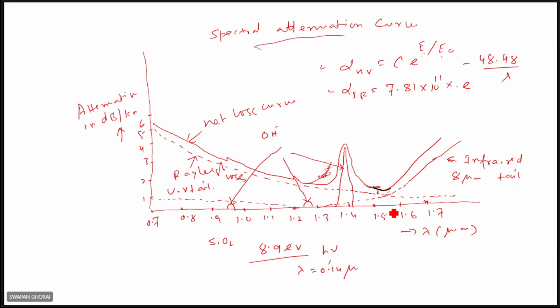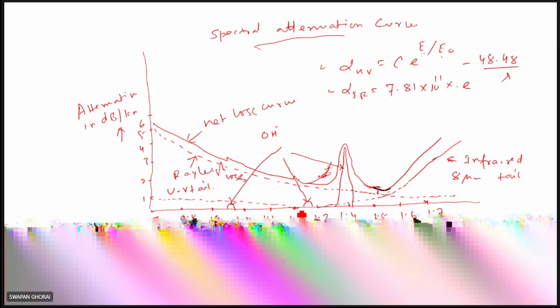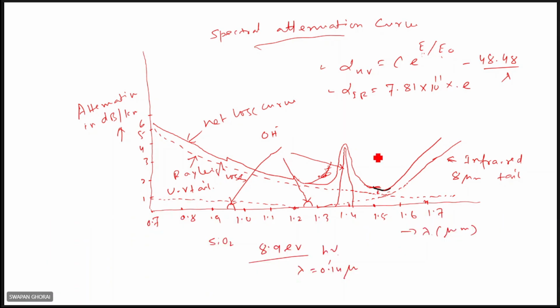In this way, optical fiber technology develops. So what are the infrared absorption tail and the ultraviolet absorption tail? This dotted one is the ultraviolet absorption. Harshvardhan, are the curves visible? Yes, sir. Okay, so these dotted ones are the ultraviolet absorption tails.